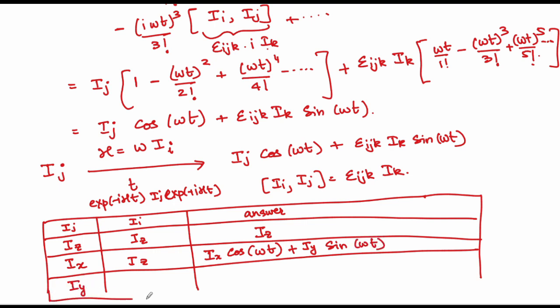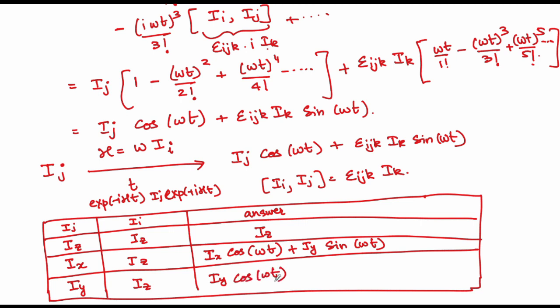Finally, let's say your Ij is Iy and you still have Ii as Iz, then you start with Iy cos of omega t. Then you have Ii as Iz, Ij as Iy, you see that it's acyclic, so you have minus Ix sine omega t. This is quite straightforward to imagine.